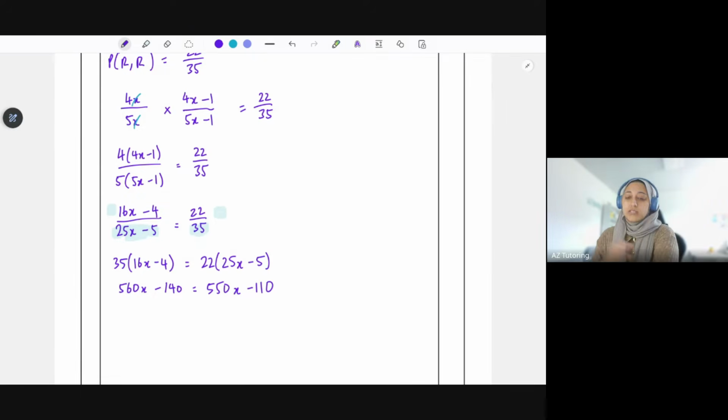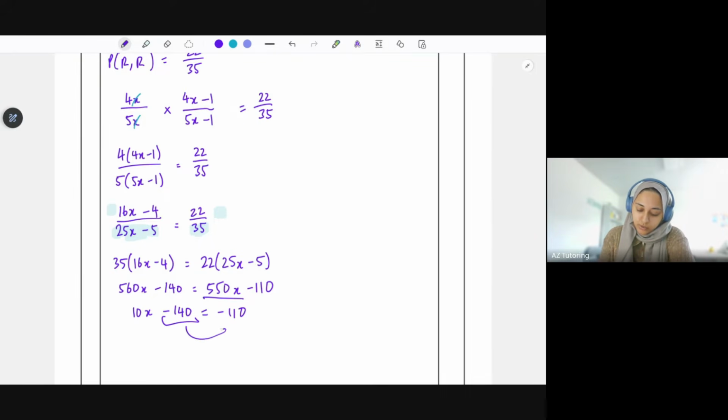Okay, so let's get all the numbers to one side and all the x's to one side. So I'll bring 550x over to here, so I'm going to minus 550x. So I get left with 10x minus 140 equals minus 110.